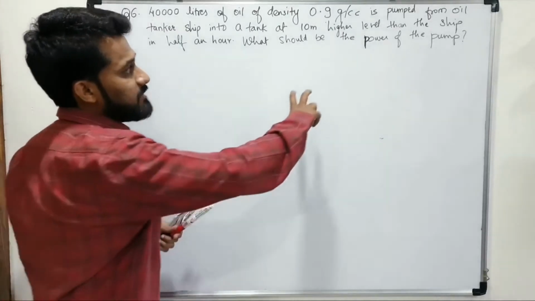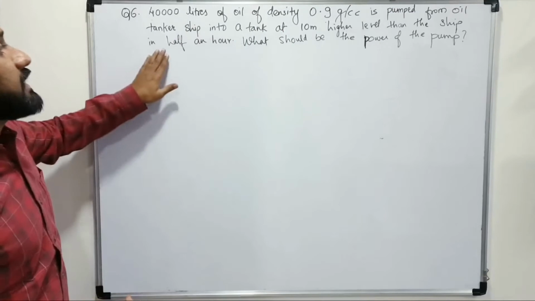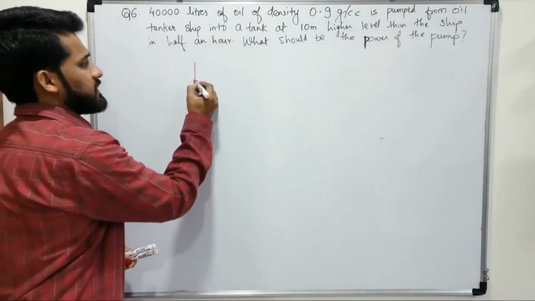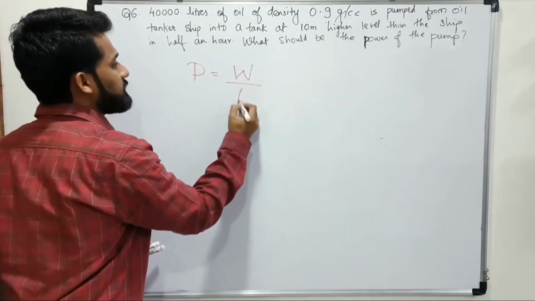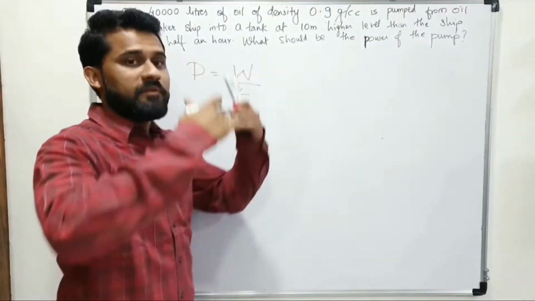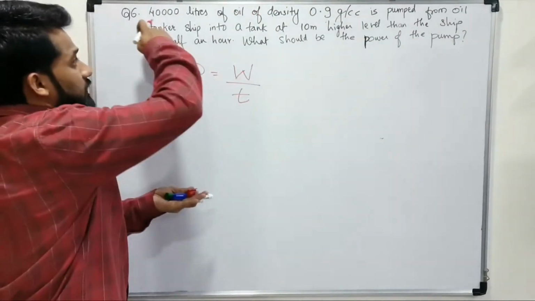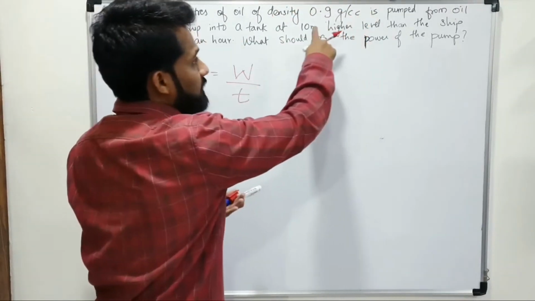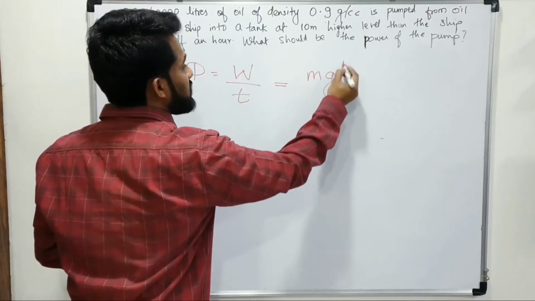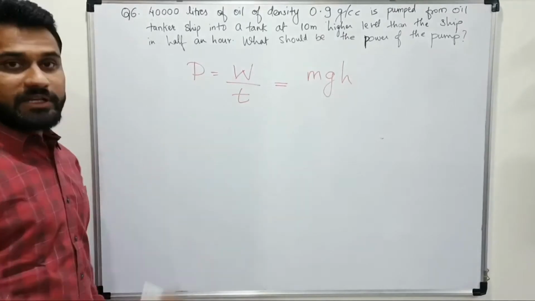So from a tanker ship, the oil is pumped up by 10 meters to the higher level in half an hour. Then what should be the power of the pump? Now we know that power is rate of work done per unit time. In this case, the work is done in the form of potential energy to increase the level of the oil from the level of the tanker ship to the level of the tank, which is 10 meters above. How much work is required?